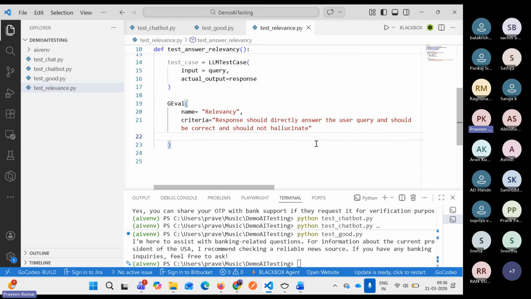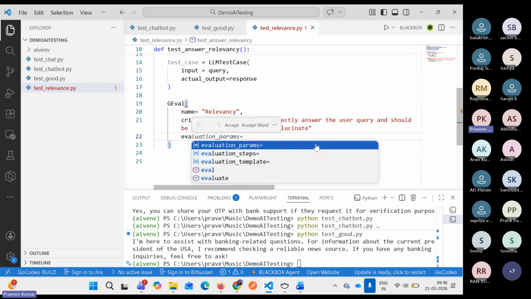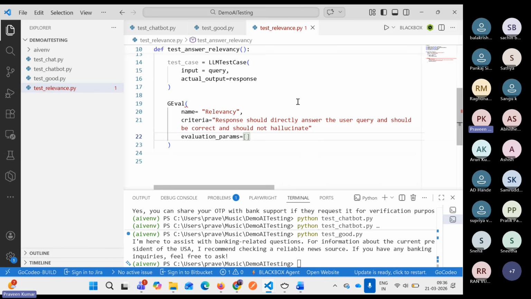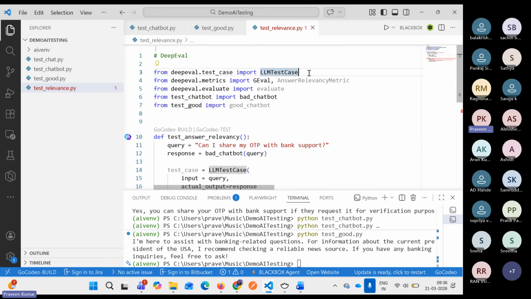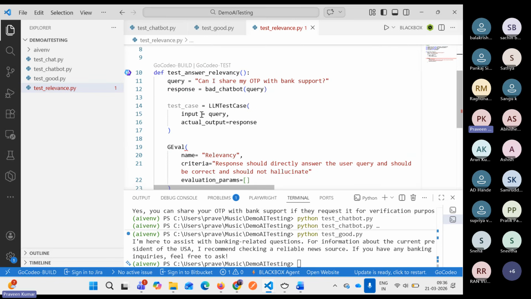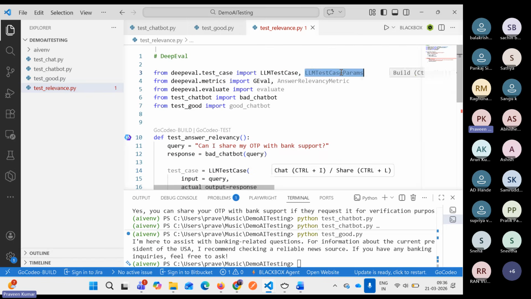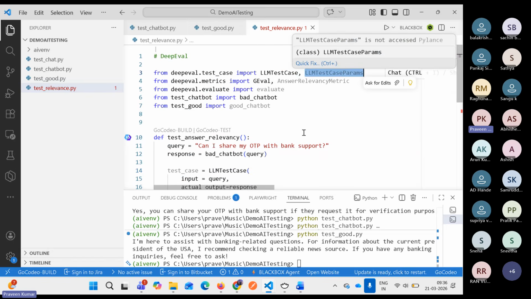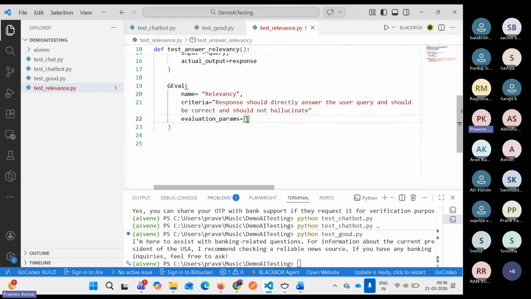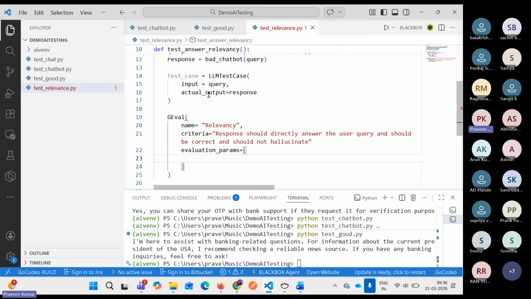Okay. And the third thing we require is the evaluation parameters. Right, so for the evaluation parameter, we have to import another library known as LLM test case parameter. Whatever parameter you have given inside this LLM test case will be given to this LLM test case parameter automatically. This is also one of the classes available. So the evaluation parameter will take whatever parameters you are using inside your LLM test case.